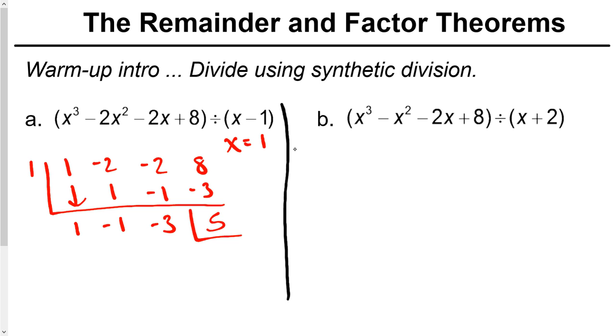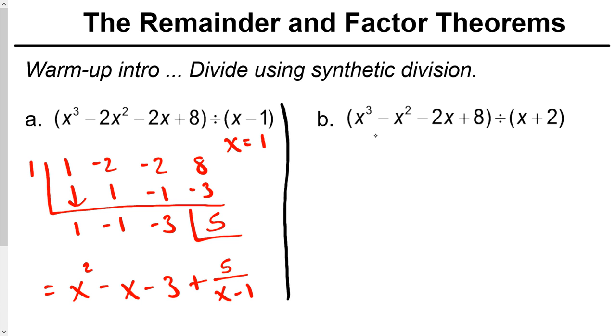Okay, but what does it mean that I get when I divide this polynomial by this binomial? It means that the quotient is 1x squared minus 1x minus 3, and then I'm going to have a remainder of 5 over my divisor of x minus 1. Okay, let's take a look at the second one.